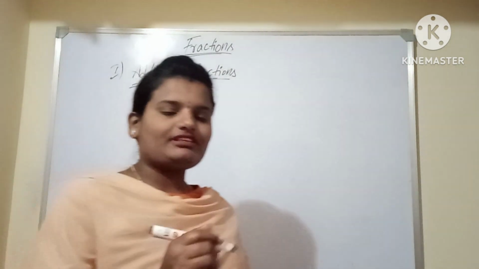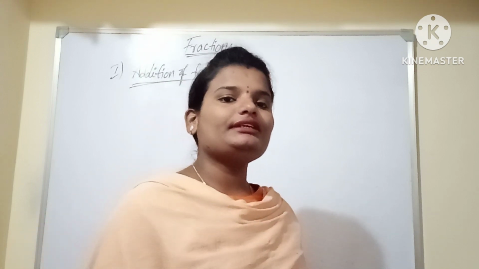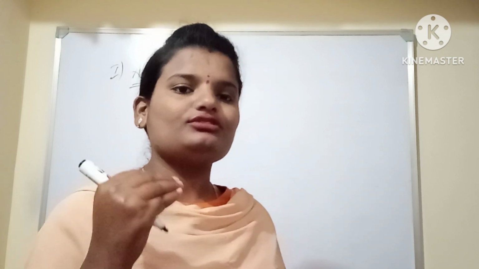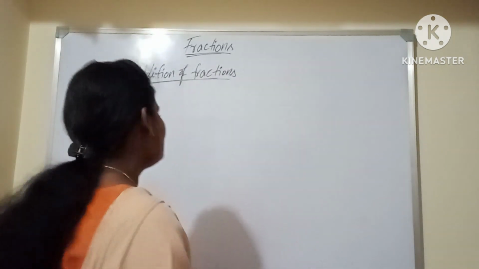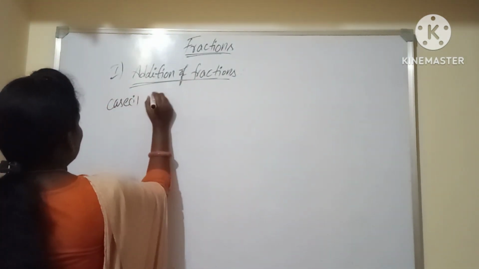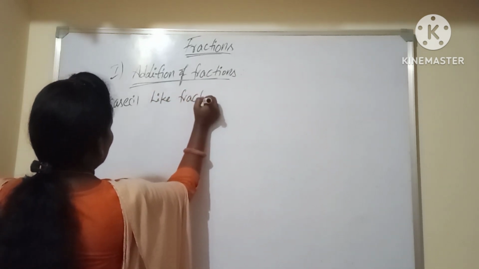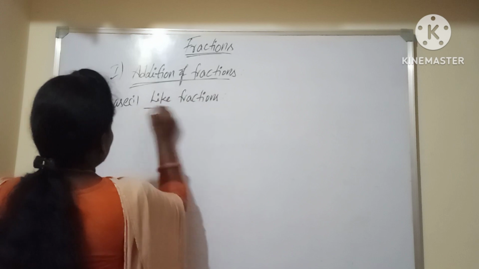Already we know what like fractions are. In the last video we saw that, right? So what do like fractions mean? If the denominators of all the fractions are the same, then we call those like fractions. So here, case one: like fractions. How to add like fractions?